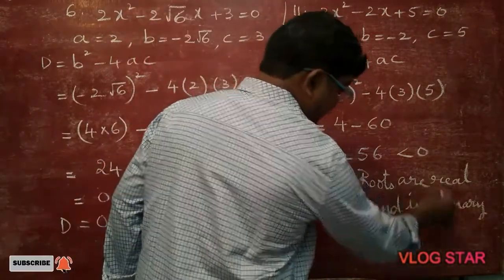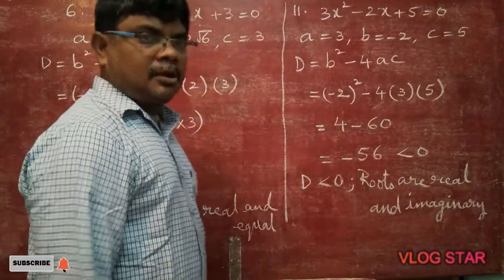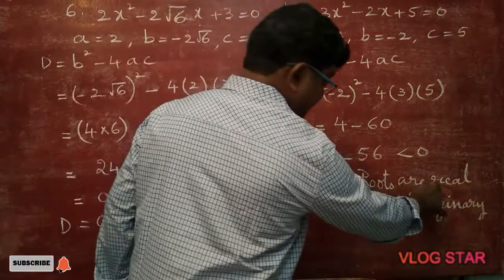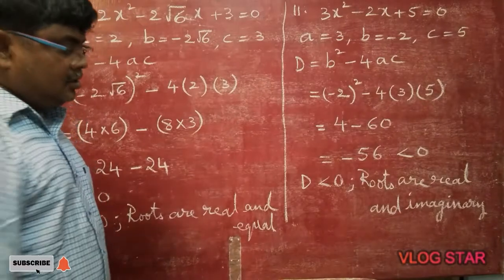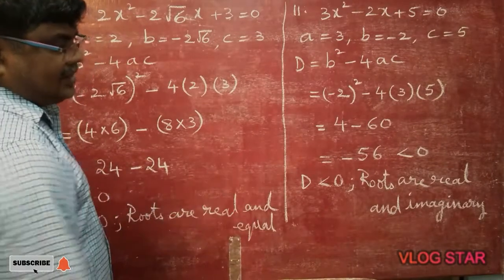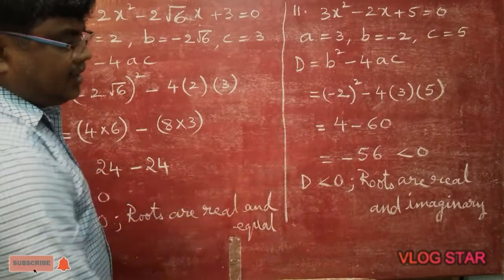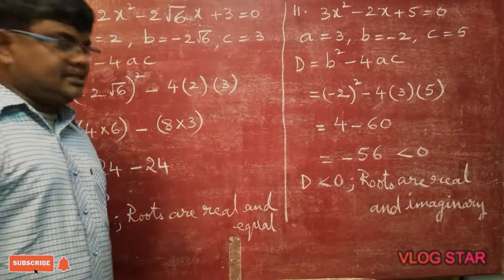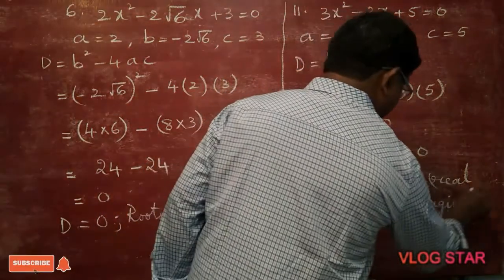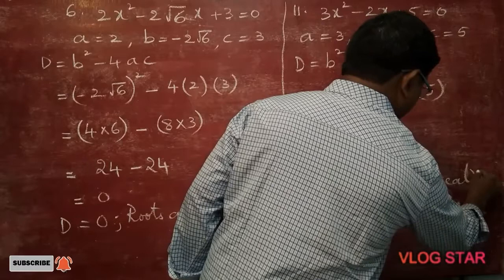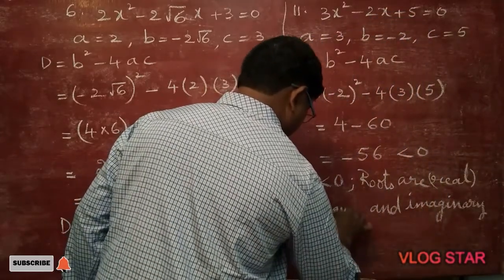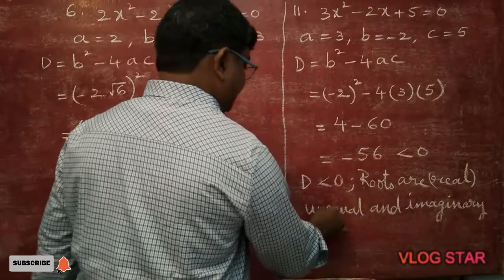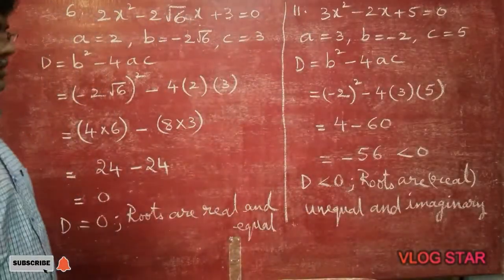In the place of real you can write unequal also, no problem. If you write unequal, also no problem. If you write real, also no problem. Able to follow? Real and imaginary, or unequal and imaginary, both mean the same. Otherwise, keep it in brackets and write unequal. Unequal and imaginary.